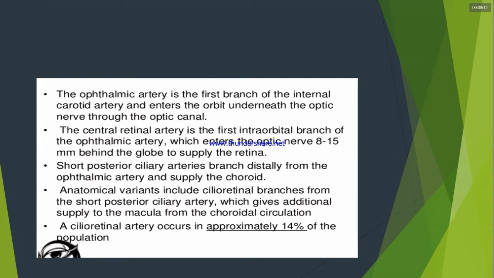from the choroidal circulation. So for part of the macula, not in 100% but in about 20%, the supply is by the cilioretinal artery through the choroidal circulation. The cilioretinal artery is present in approximately 14% of the population. In some books it is 14%, in some books it is 20%. So it has its own importance.